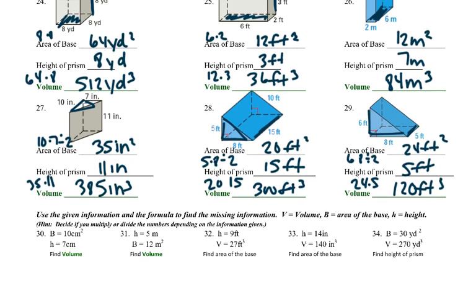The last one's either going to multiply or divide. Volume is area of the base times height, so this one is 10 times 7, or 70 centimeters cubed. Same thing here, it's 12 times 5, or 60 meters cubed.